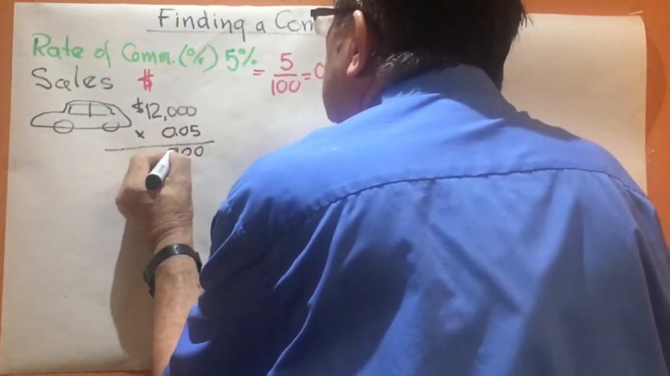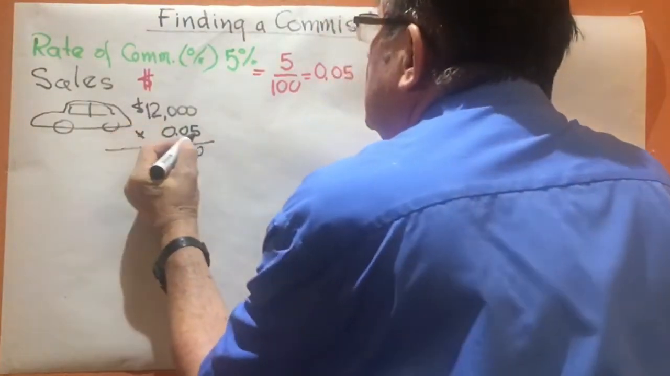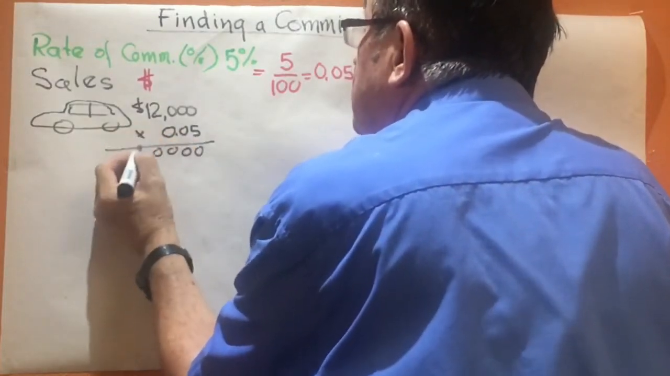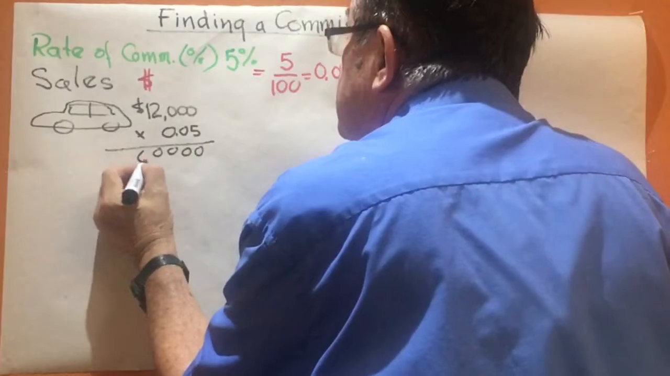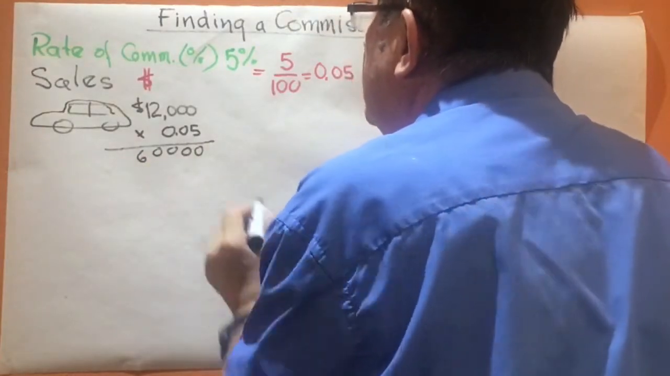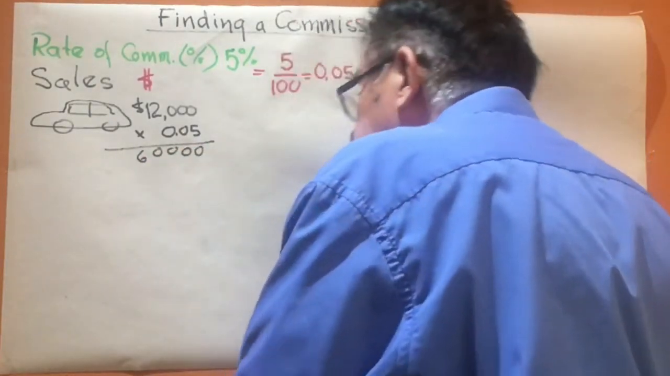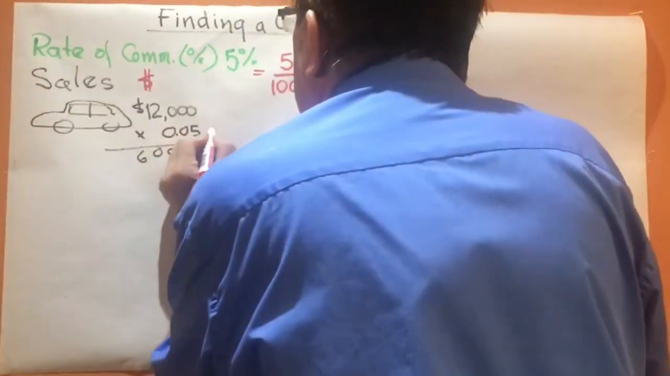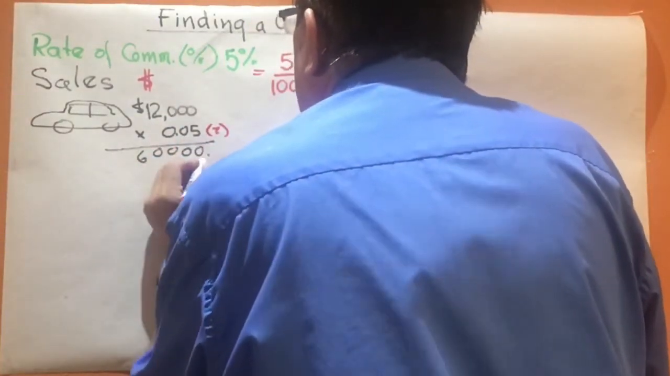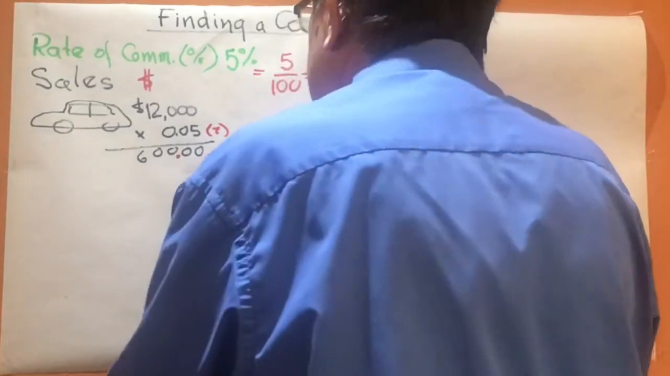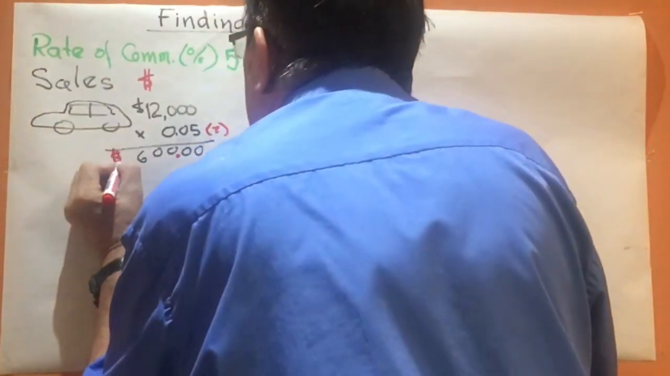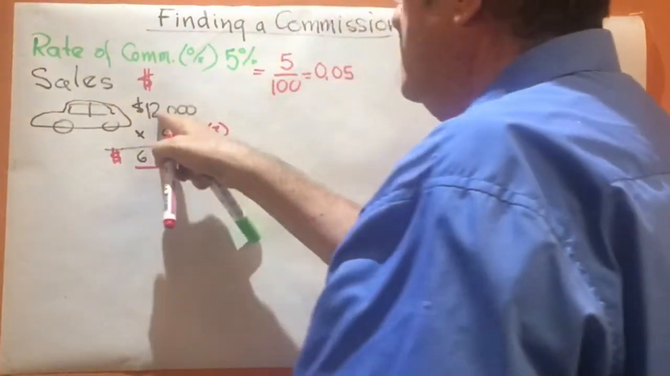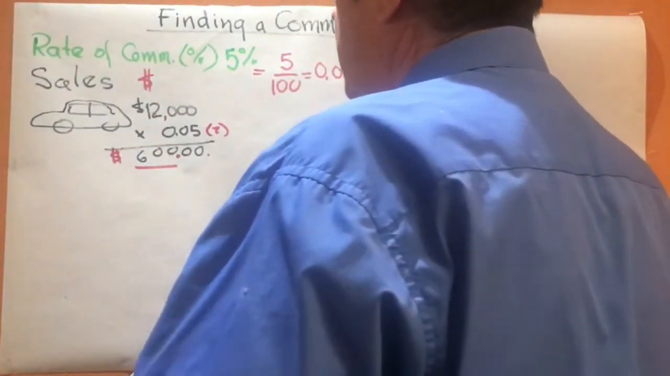5 times 2 is 10. 5 times 1 is 5 plus 1 is 6. How many decimals do I have? 2. So finally, my decimal point will have to move 2 places from here, 1 and 2. So this is my commission. I made $600 after selling this car.